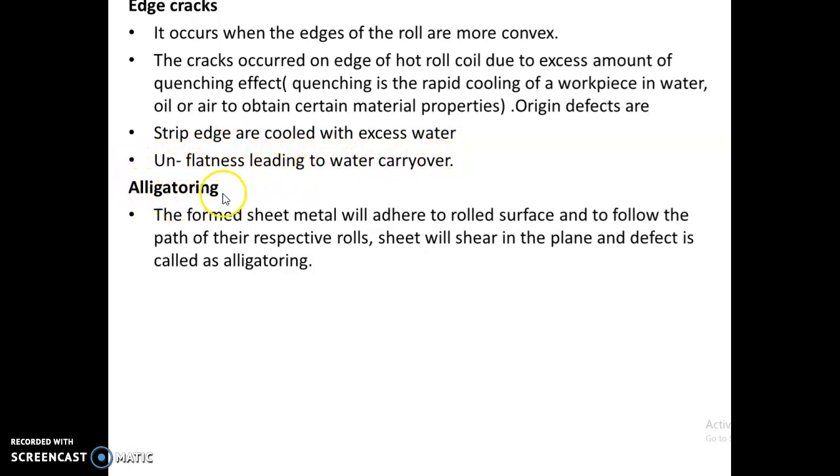Next is alligatoring. I have already said the formed sheet metal adheres to the rolled surface and follows the path of the respective rolls. The sheet will shear in the plane and the defect is called alligatoring. So the sheet will be shearing along the path, and that is called alligatoring.